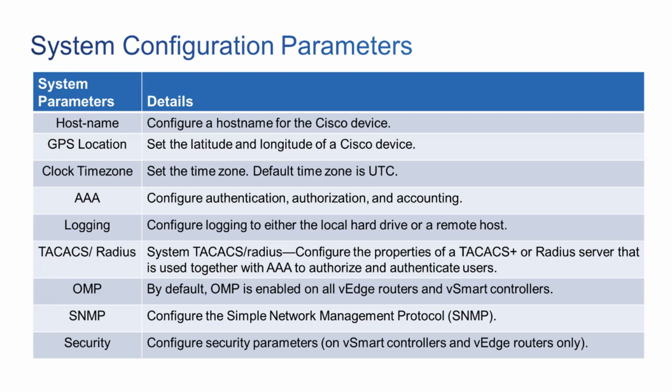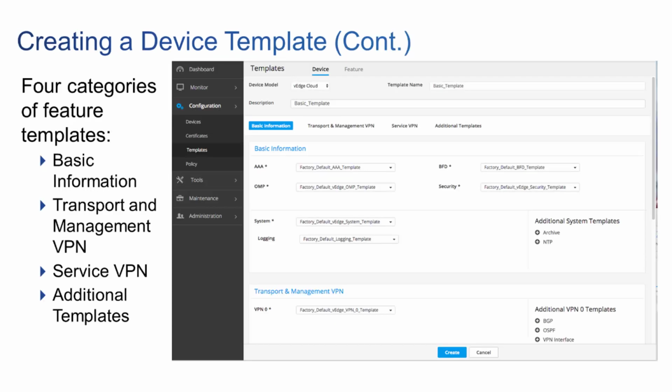So what we're looking at on this particular slide are all the system configuration parameters that you would see with the device template. Let me scroll right here a little bit and you can see what I'm talking about. If I go into the device model, I can specify the template name that I'm creating. This would be the device template itself, give it a description, and I have 4 areas that I can configure: basic information, transport and management VPN information, service VPN information, and additional templates that I want to apply.